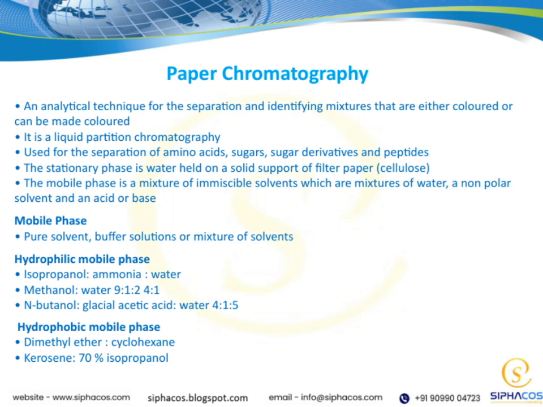For hydrophobic mobile phases, which repel water, common examples are dimethyl ether with cyclohexane or kerosene combined with 70% isopropanol. These are chosen based on the polarity of the substances you're trying to separate. In summary, the choice of mobile phase, whether hydrophilic or hydrophobic, depends on the specific mixture you're working with, and it plays a crucial role in achieving effective separation.